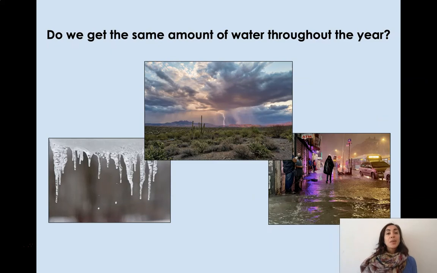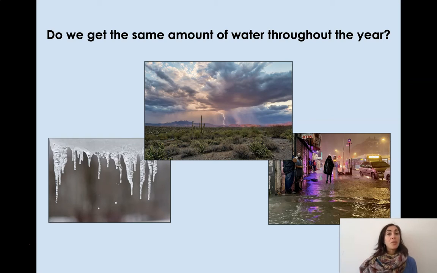The next question I want to ask you is, do we get the same amount of water throughout the year? And this is kind of related to the water cycle, but also not. So where do we get this water that we have in our river, in the Rio Grande? Maybe you have watched one of our videos that talks about that, the River of Change video. But we know that a big part of the water that gets into the Rio Grande comes from the snow melt up in Colorado.